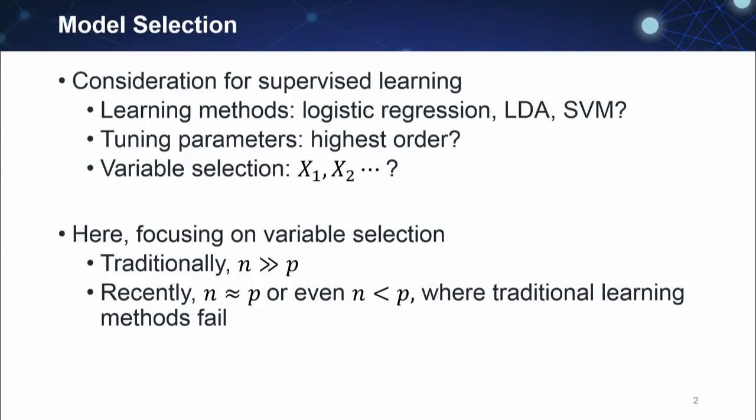First, we have to determine the learning method, whether we have to use logistic regression, LDA, SVM, or any other method. Once the method is determined, we have to find the optimal tuning parameters. In polynomial regression, the highest order of the variable is the tuning parameter. Each method has different tuning parameters.